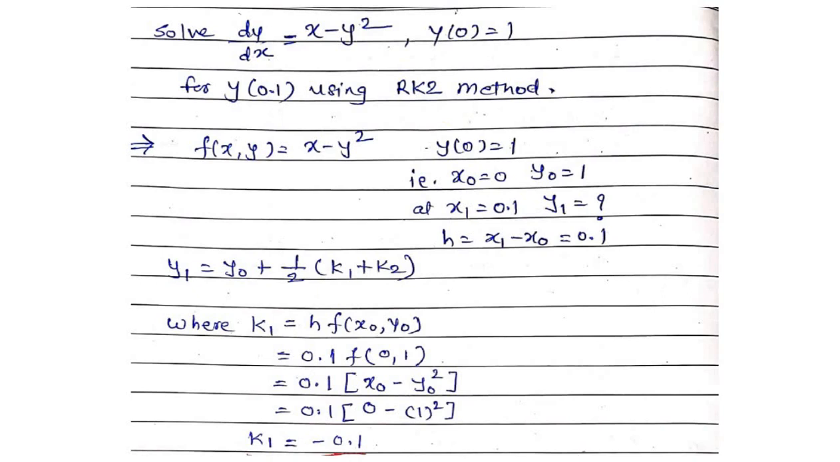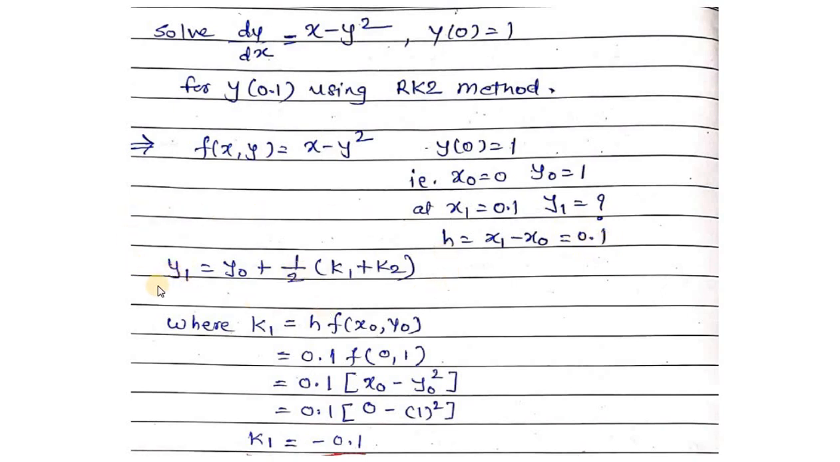Let us solve dy by dx equal to x minus y square with the initial condition y of 0 equal to 1. We have to solve for y of 0.1 using RK2 method, that is Runge-Kutta second order method. Here the first order ordinary differential equation is given by x minus y square, that is f of x, y, with the initial condition y of 0 equal to 1, that is x0 equal to 0 and y0 equal to 1. We have to find y of 0.1, so we will take h equal to x1 minus x0, that is 0.1.